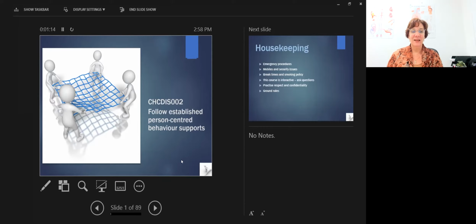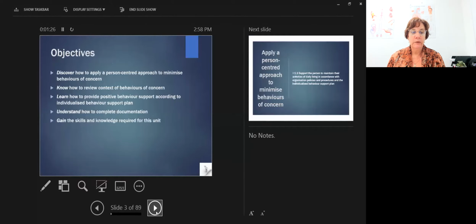Nevertheless, I'm going to go through this unit, establish person-centered behavior support, and just highlight a few of the important bits on it. So during this unit, we are going to learn how to manage and minimize some behaviors of concern, to know how to review the behaviors of concern, to learn how to provide positive support according to the individualized plans, and to understand how to complete documentation.